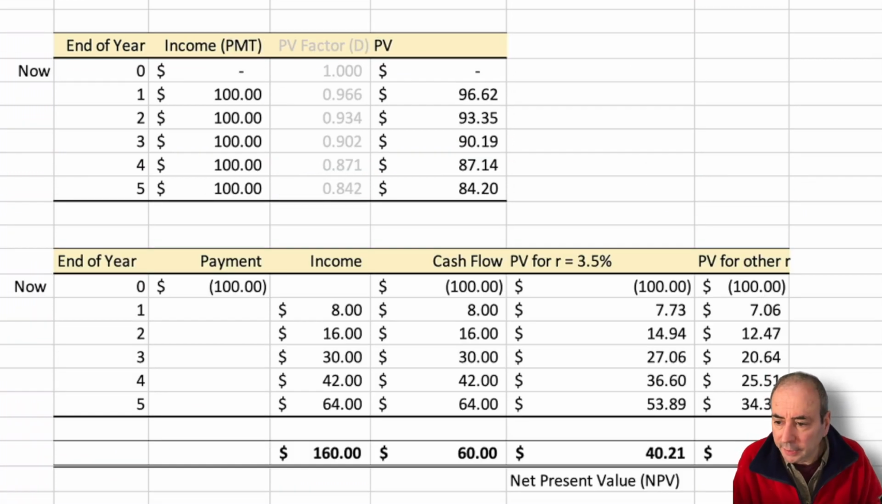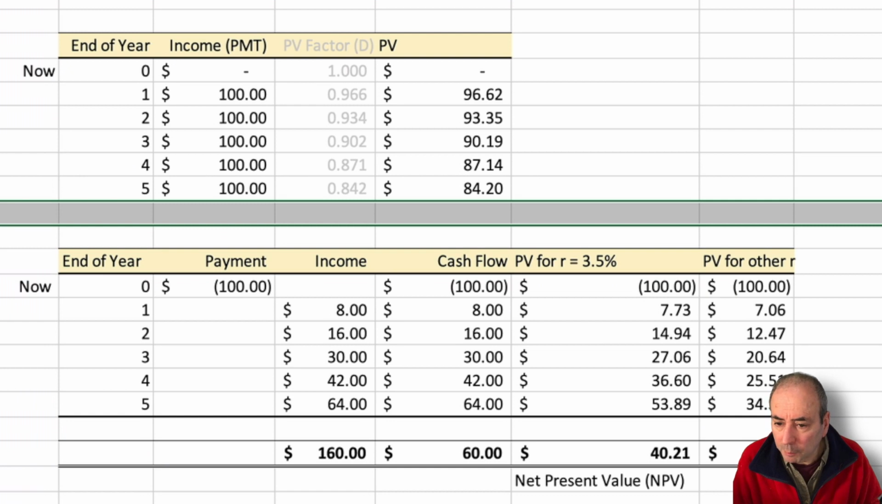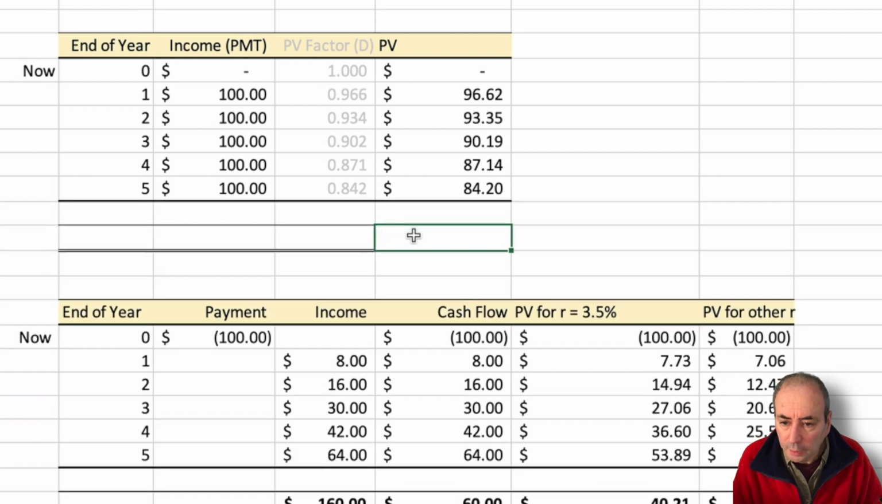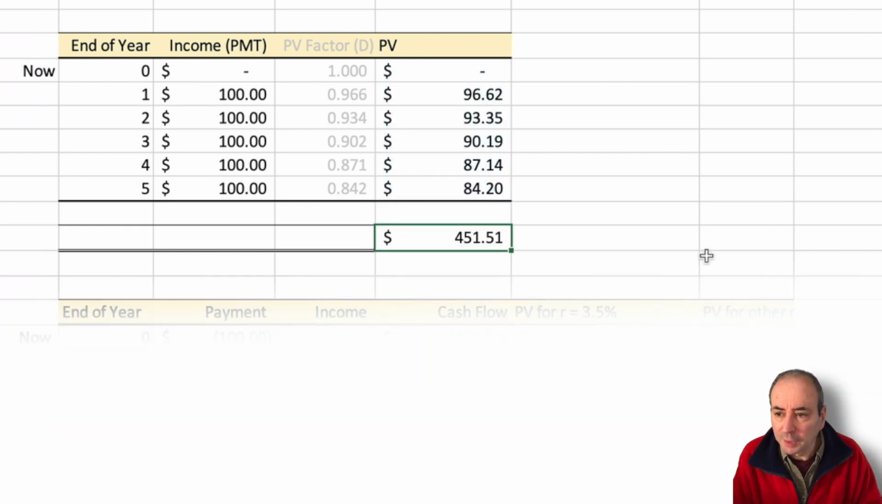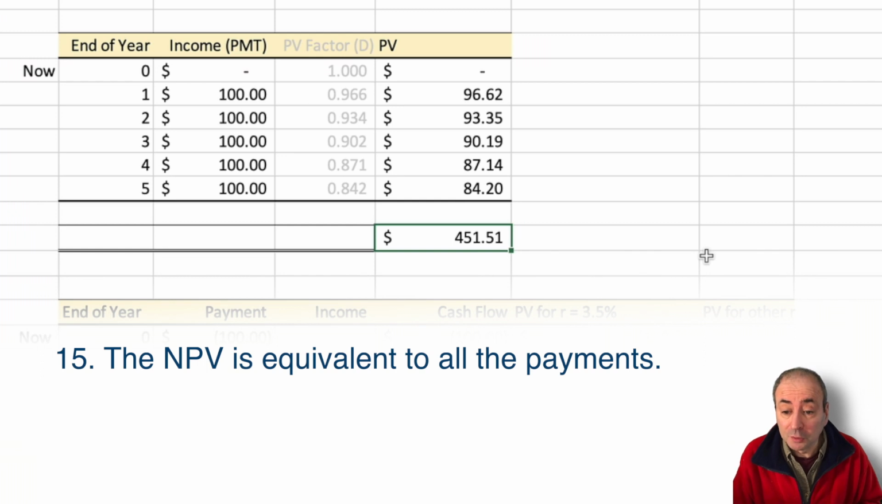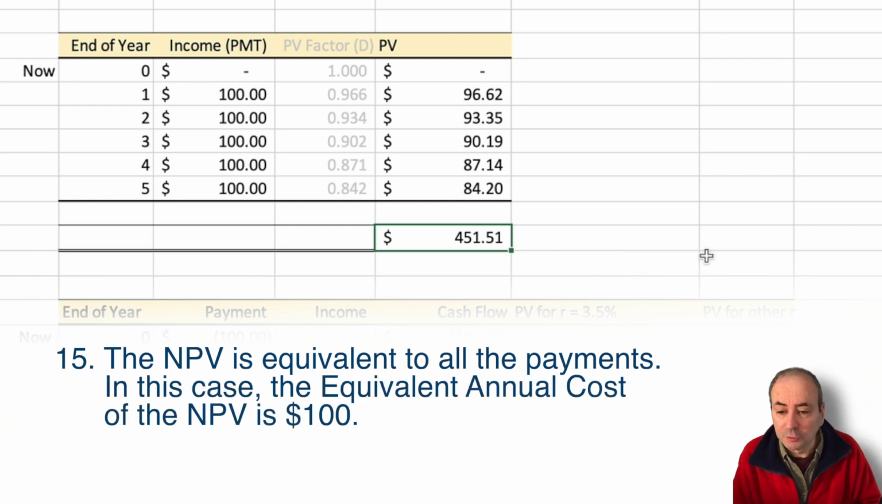Let's go back to our second table and create a couple of extra lines for ourselves. And let's put a total in here. This table shows us that under our assumed notional interest rate of 5% and our inflation rate of 1.5%, that $451.51 in present value terms is equivalent to an annual payment of $100. Therefore, the equivalent annual cost of $451.51 is $100.